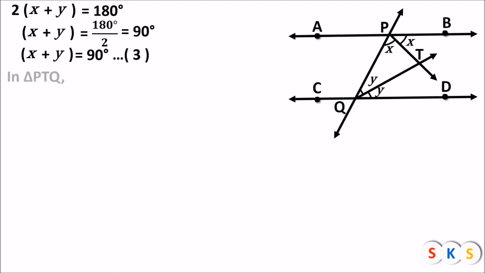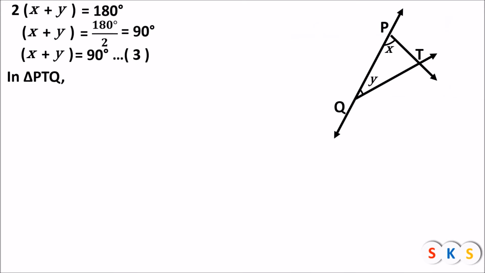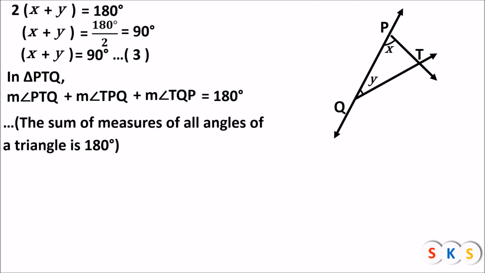Now we will take triangle PTQ. Look at this figure. Okay, you got triangle PQT. Here we are going to apply the property that the sum of measure of all three angles of a triangle is 180 degree. Therefore measure angle PTQ plus measure angle TPQ plus measure angle TQP equals 180 degree as per property of angles of a triangle. At the place of TPQ, okay, we will write x. Look at the figure. This angle is x and angle TQP will be replaced by y. Okay, you can see in the figure this angle is y, equals 180 degree. This is from 1 and 2.